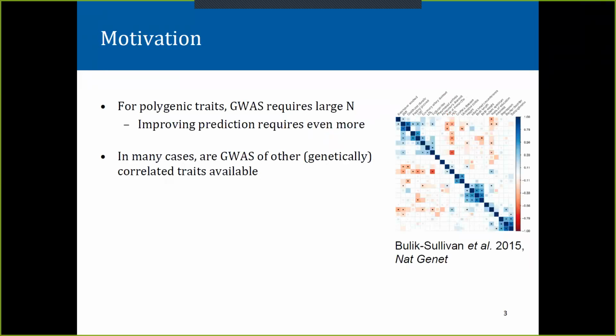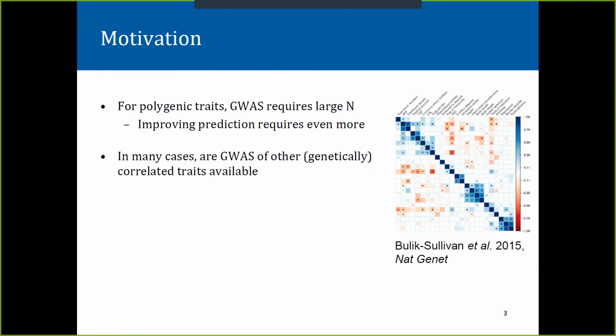So the motivation for this project is that in order to successfully do GWAS, you need very large sample sizes. And if you want to make predictors based on GWAS results, you need even larger sample sizes. And in a lot of cases, these sample sizes just aren't available for traits that we're really interested in. In a lot of cases, as well, though, we will have summary statistics for traits that are genetically correlated with each other.